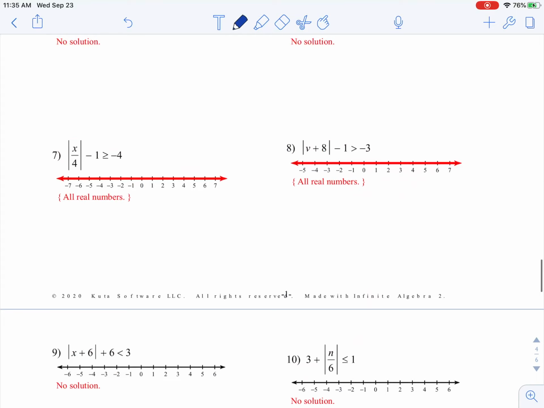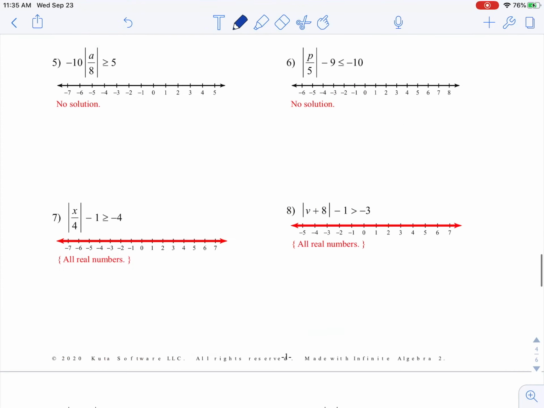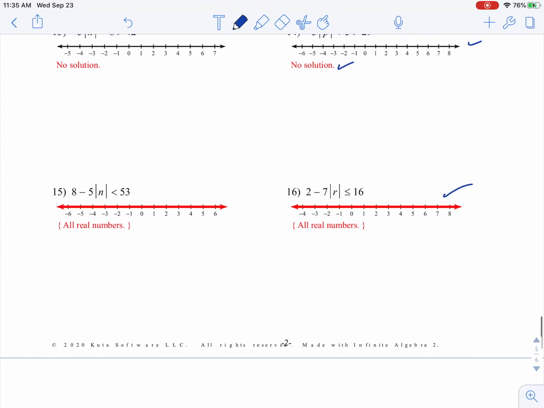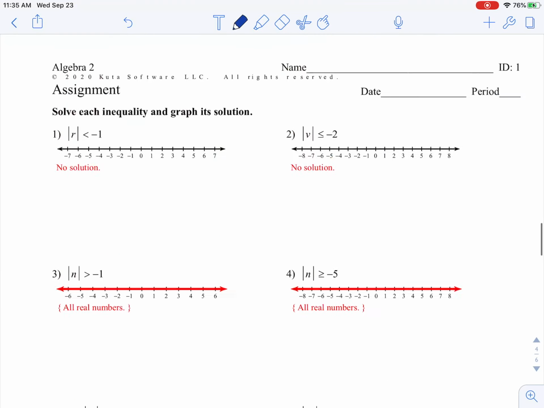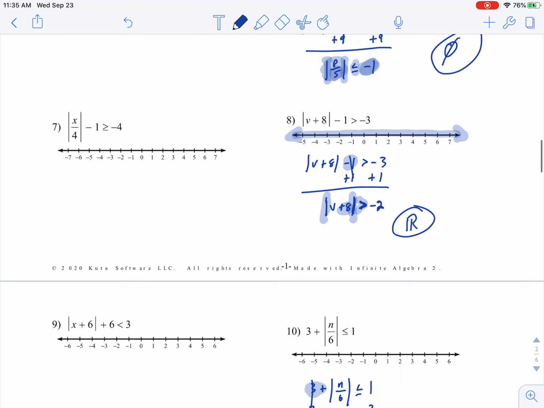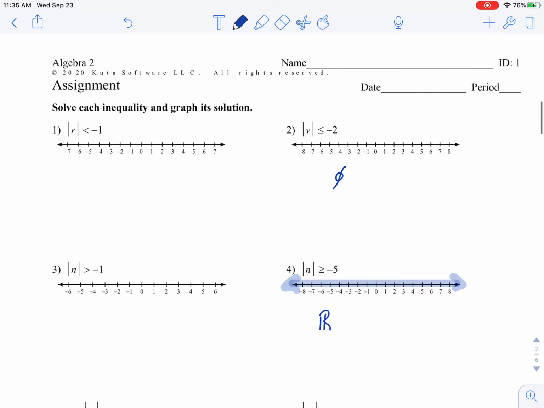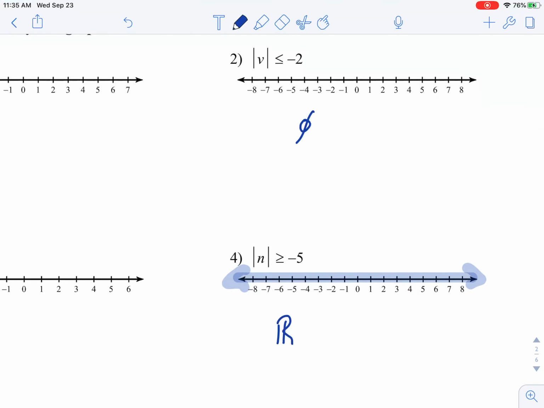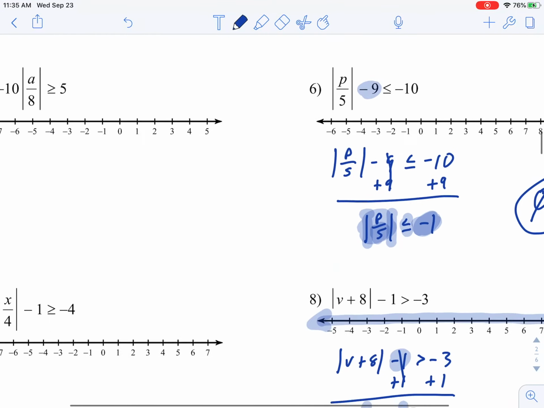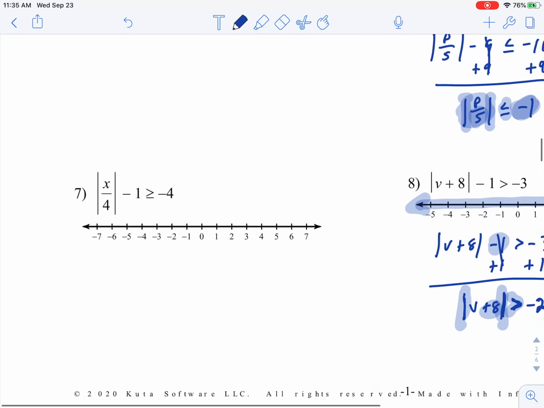Okay, so simple assignment. It's long, but look, all the answers are either all real numbers or no solution. You just got to go through the steps, figure out which is which. Do show your work. Obviously, in a problem like 2 and 4, there's no work to show. I mean, you just look at it and know the answer. The others, if you have a little bit of work to do, make sure you show your work here.